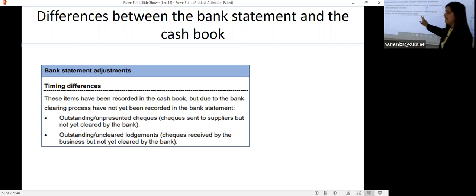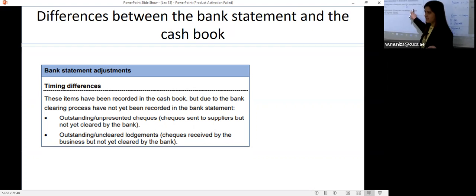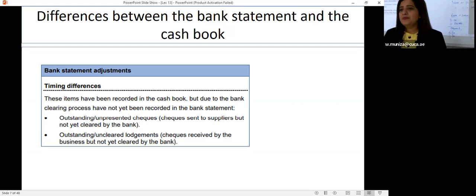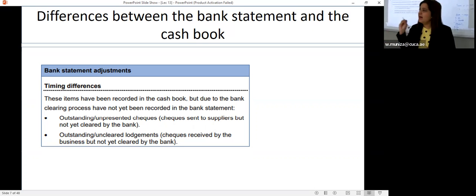Anyhow, outstanding checks or unpresented checks, when they are presented, you are going to be debiting them in your bank statement, because for timing differences, we have to adjust our bank statement. So unpresented checks or outstanding checks are going to be debited. These are basically those checks which the organization is giving to its payables.